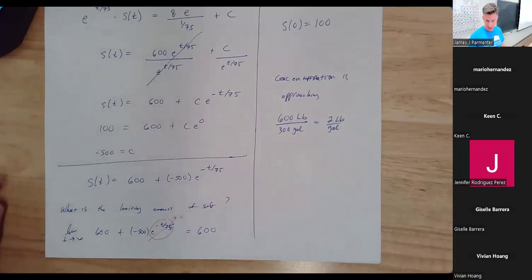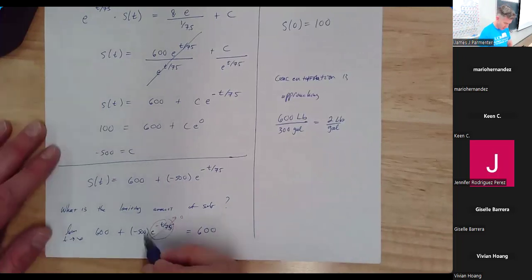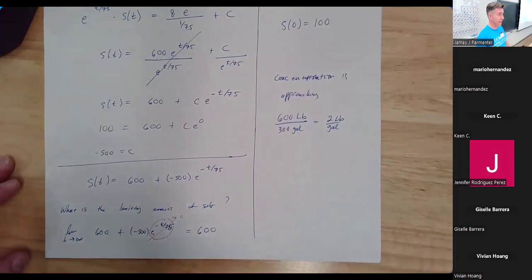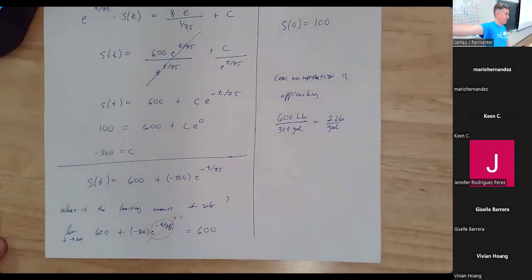Yeah, e to the zero is one, but we're not getting e to the zero. We're getting e to the negative infinity. So this part here, if you let t go to infinity, e to the negative infinity over 75 is e to a really, really negative number. And if you think about the graph of e to the x, e to a really negative number is very far left on the graph, which is really, really close to zero.